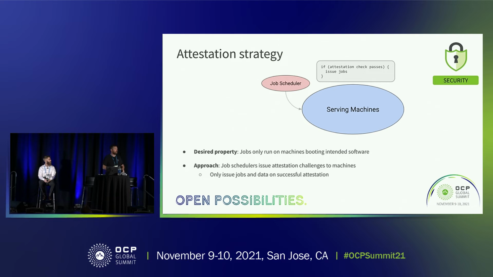So the property we would like to get out of our system is that jobs don't run on the serving machines until those machines have been attested clean. So the approach to get that property is we will have the job schedulers reach out and issue attestation challenges to the machines, and only issue jobs to those machines once the attestation check is passed. It sounds simple, that's because it is. This is one way to avoid complexities and make things simple.